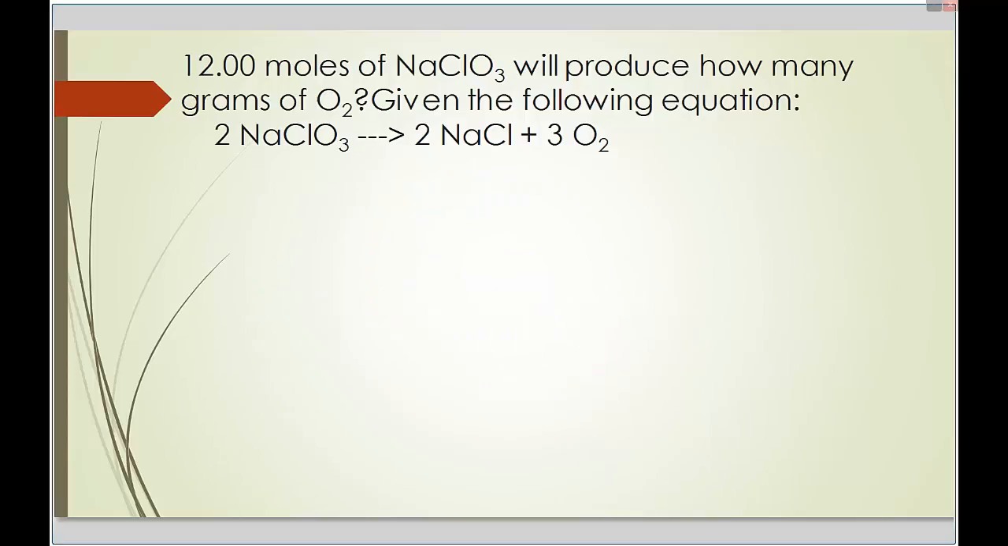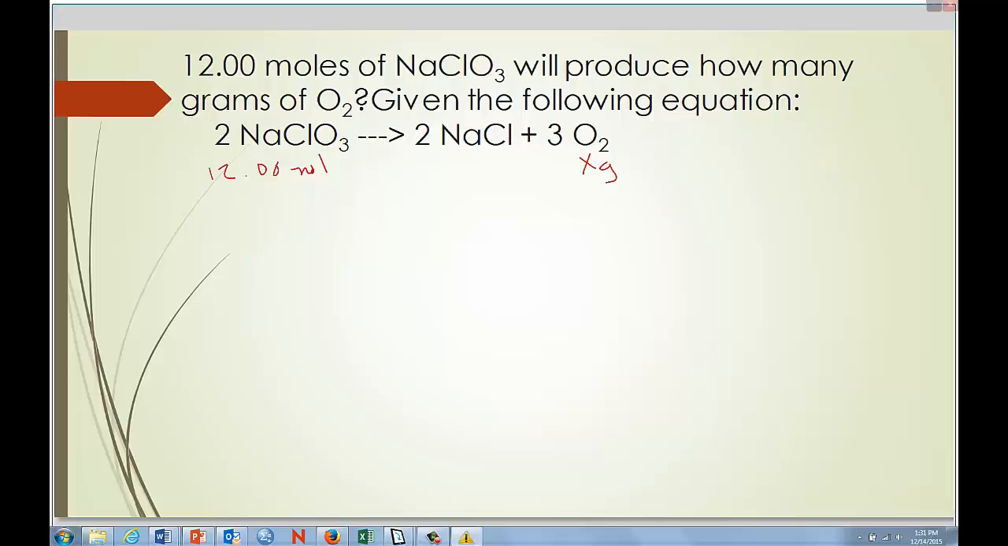Let's do another one that's a little bit more complicated. We're going to just add a little bit more each time. So we have 12.00 moles of NaClO3. How many grams of O2 are going to be produced? Now, remember, you have to go through moles in order to get there. So, we are already in moles, so we don't have to worry about that. We can go straight to the coefficients.